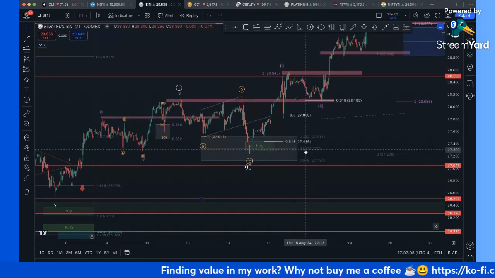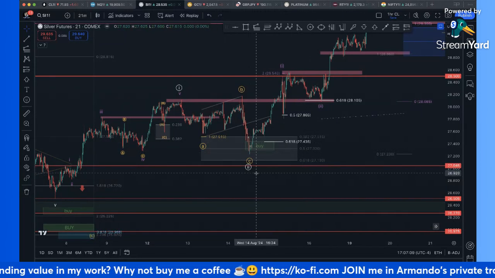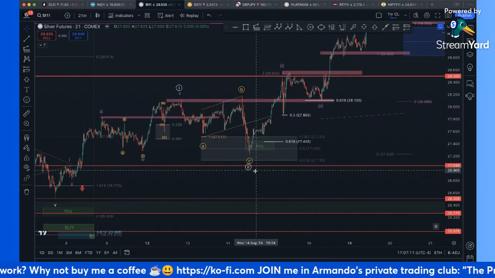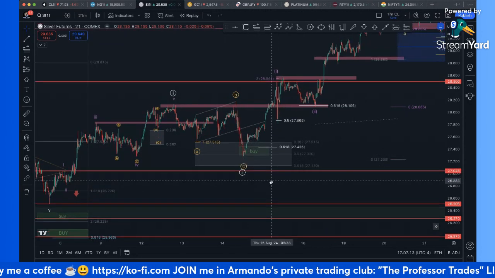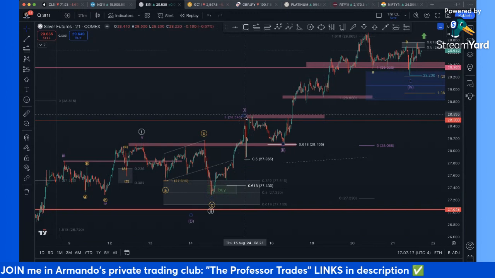And this thing just got between the 50% and the 618, which I was prepared to keep buying and keep adding, honestly, all the way down to about here. But I didn't get that far. So I added again somewhere in here.